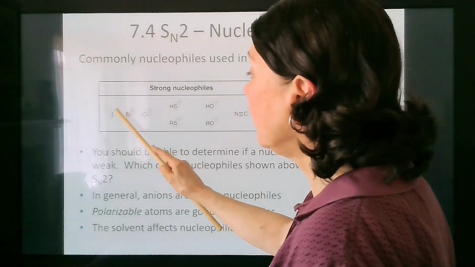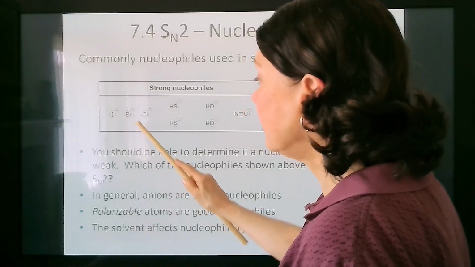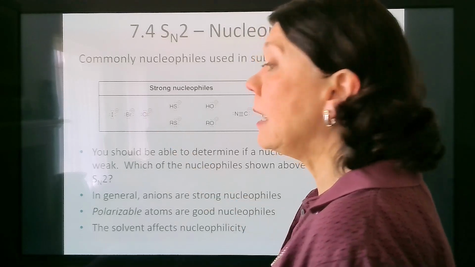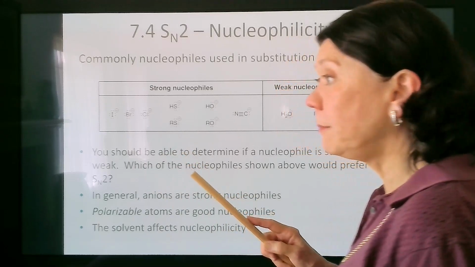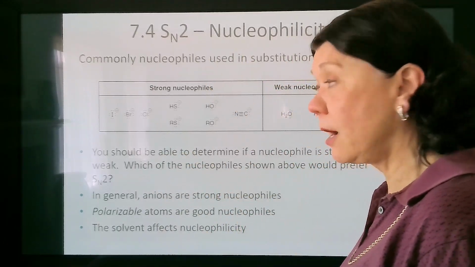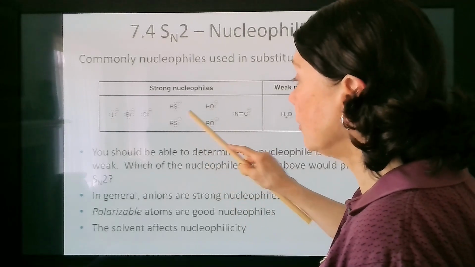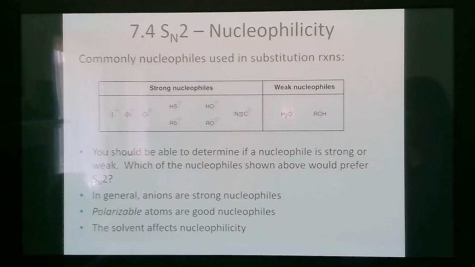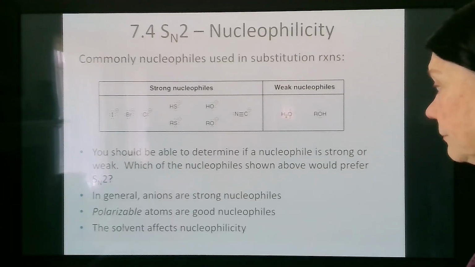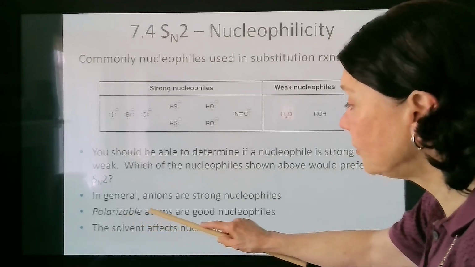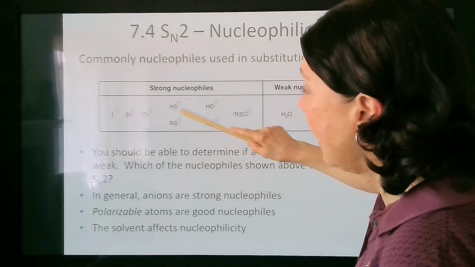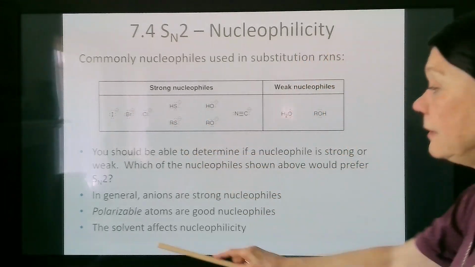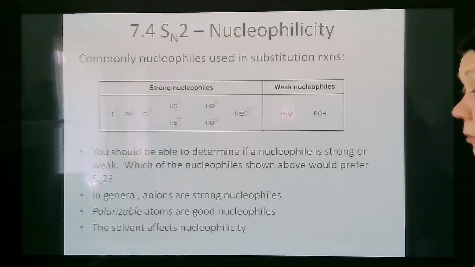And similarly over here, iodide is more reactive than bromide or chloride because of its polarizability. Polarizability increases as you go down the periodic table, so you can remember that in these families. Polarizable atoms are good nucleophiles, so that's going to be iodide and S-. Now, also, the solvent can affect nucleophilicity, and in some cases, reverse it.